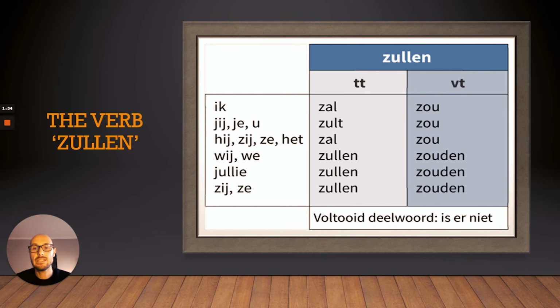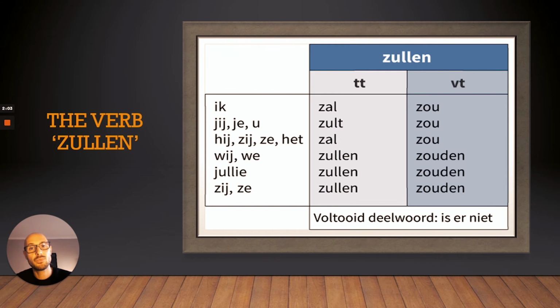As you can see, zullen is the infinitive. On your left side of the diagram, you have the personal pronouns in the white column. Then in the light blue column where you see the T and the T, that would be the tegenwoordige tijd. That is the present tense. So that would be the conjugation of the verb zullen in the present tense. And then the V and the T, that would be the verleden tijd. The verleden tijd is the past tense, which we use for the conditional.